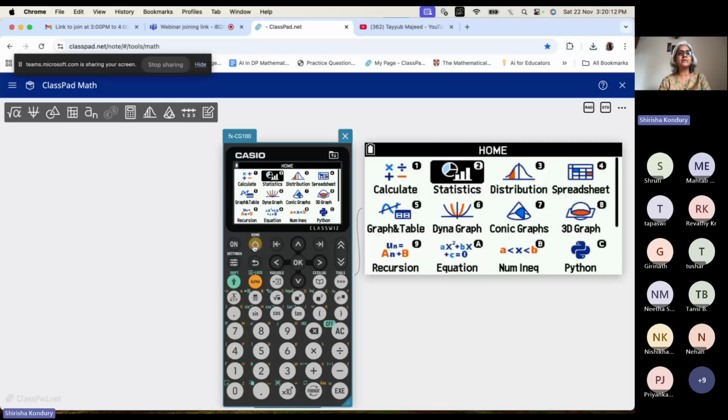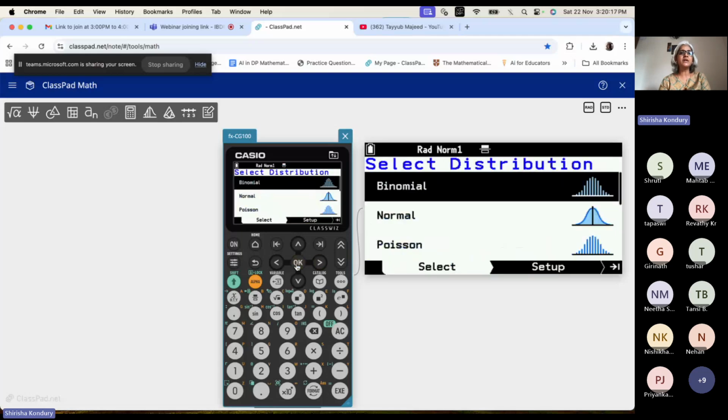So I'll go back now. I was in the statistics menu till now. And this time I'm going to go to the distribution menu and I'm looking at binomial probability. But before I move on, just wanted to check.